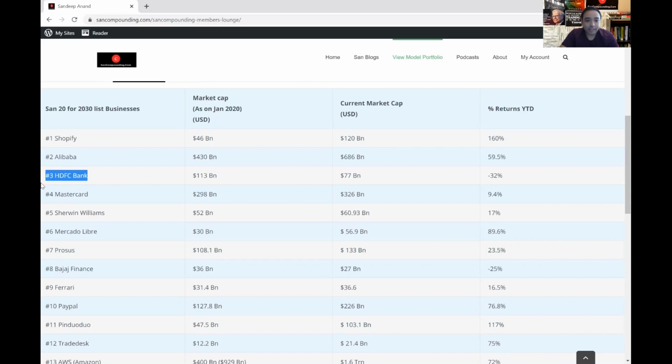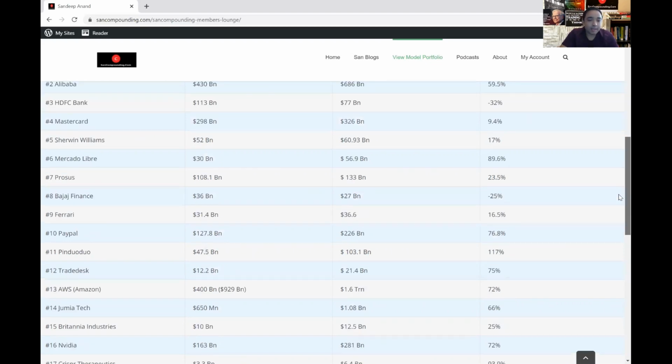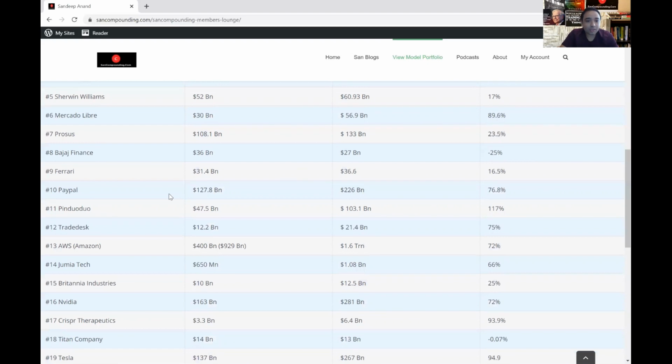And you can see Indian bank, HDFC Bank. You can see Chinese e-commerce giant, we all know, Alibaba. Shopify wasn't this big at that time. It was just $46 billion when I created that portfolio. And it's an e-commerce, democratizing e-commerce retail for that matter. And you have some other Indian stocks, some Ferrari. We all know Ferrari, they have a strong moat.